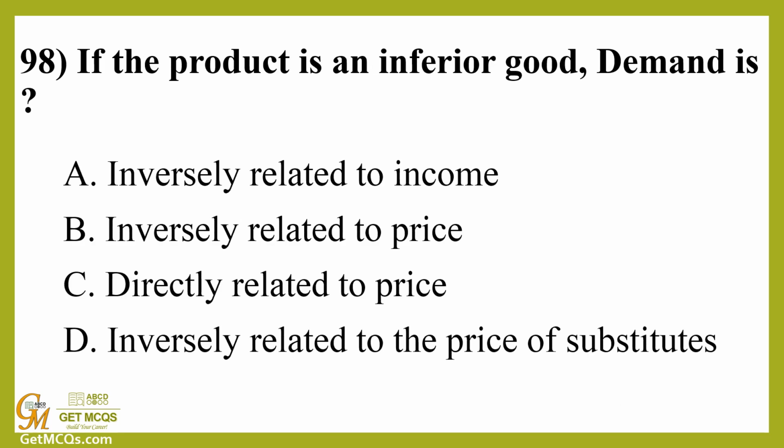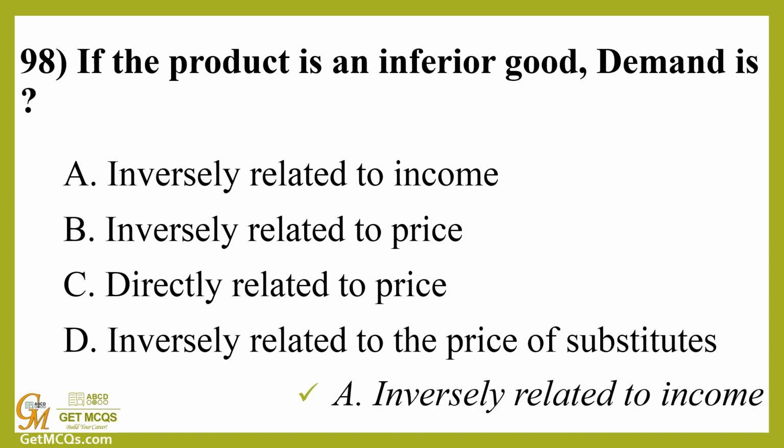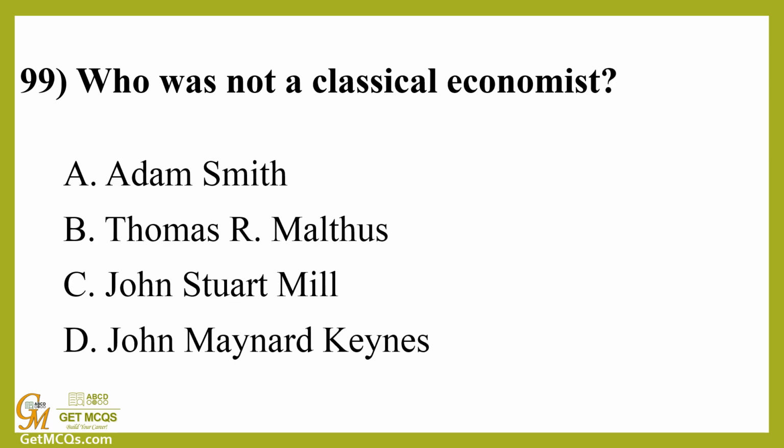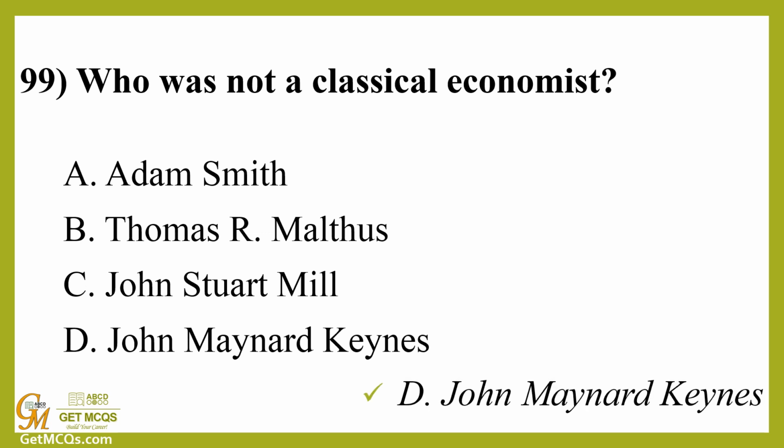98. If the product is an inferior good, demand is A. Inversely related to income. 99. Who was not a classical economist? D. John Maynard Keynes.